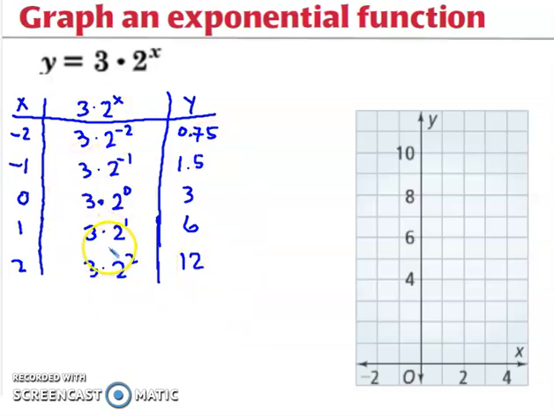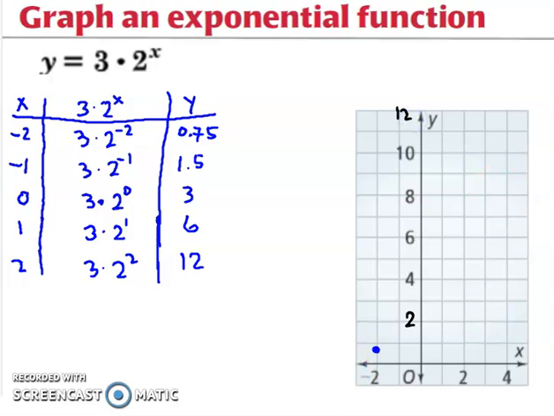So after we find our values, we're going to be plotting them. So let's start with the first ordered pair, -2, 0.75. So -2, 0.75, that would be around here. And by the way, this is going to be 2. That's going to be 12.